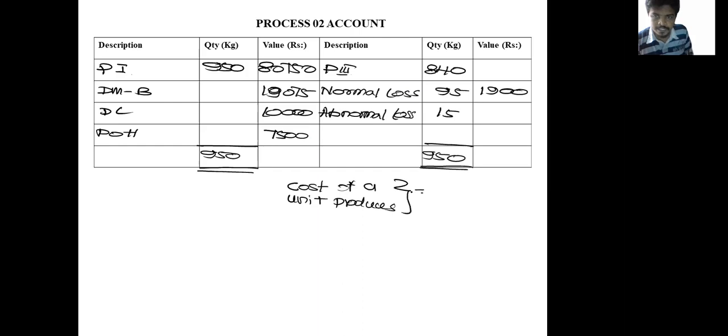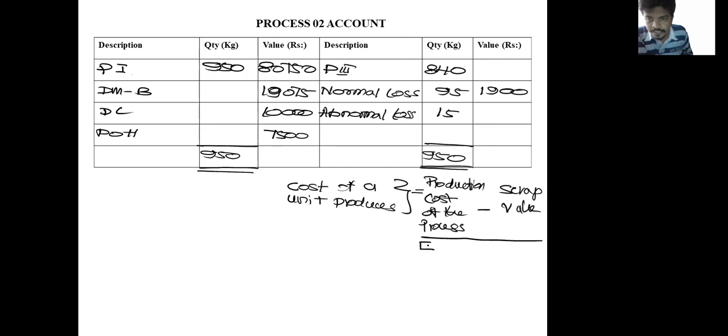Cost of a unit produced equals the production cost of the process minus scrap value, divided by expected good units.